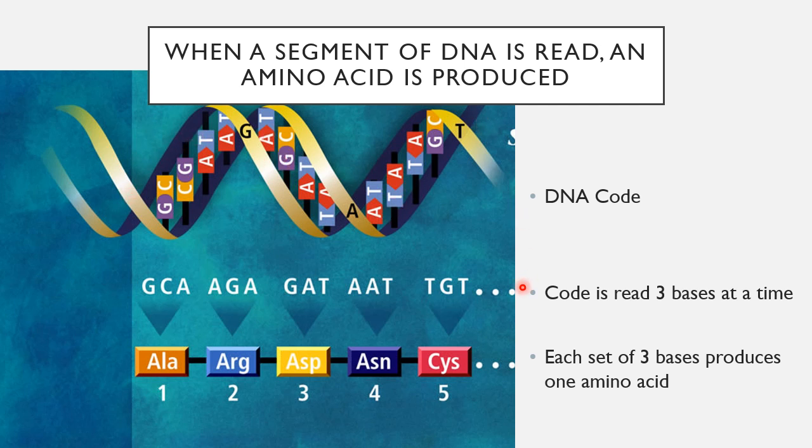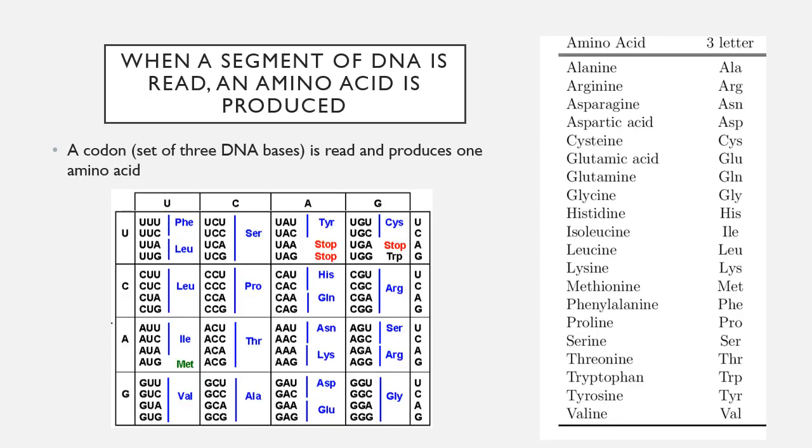So the DNA code gets read 3 bases at a time. If we look at our DNA code here, we see GCA is the first 3 bases, and then next we have AGA, and so on. Each set of 3 bases produces one of what we call an amino acid. So these 3 bases produce the amino acid alanine. These 3 bases produce the amino acid arginine, and so on. When a segment of DNA is read, one amino acid is produced for each series of 3 bases that's read.